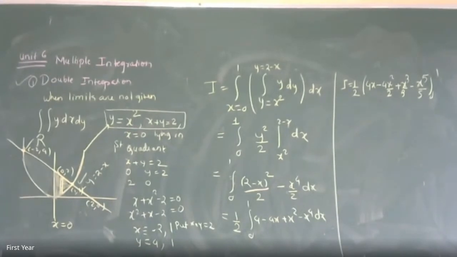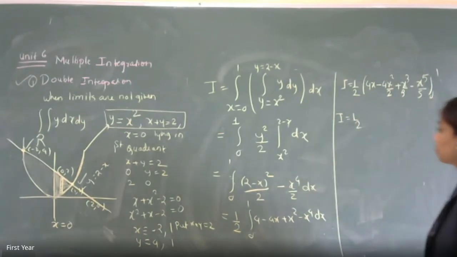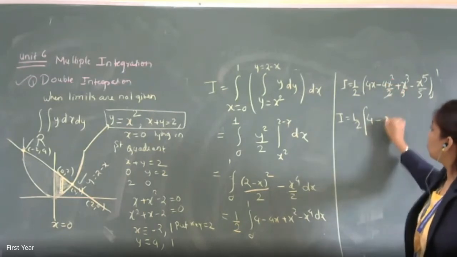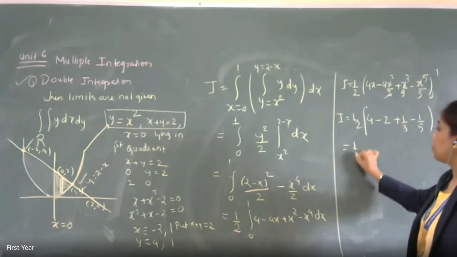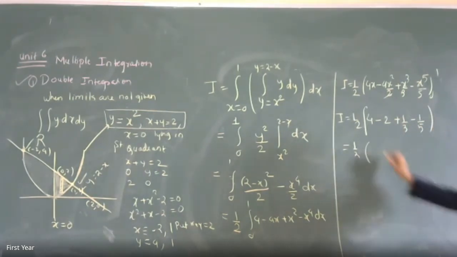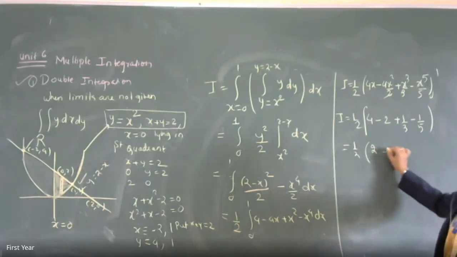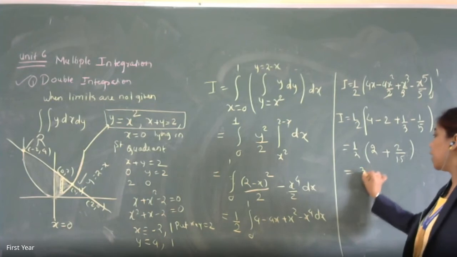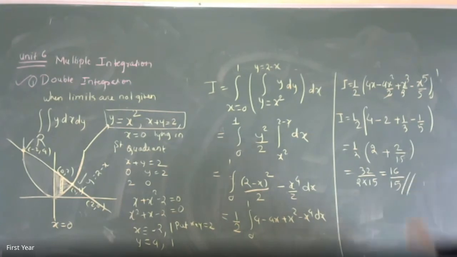Okay, so your value will become I is equal to 1 by 2, 4, this is 2, this is 1 by 3 and minus 1 by 5. So this is 1 by 2, 4 minus 2 is 2, 1 by 3 minus 1 by 5 is 2 by 15, so 2 plus 2 by 15. 15 2s are 30, 30 plus 2 is 32, 32 by 2 into 15, which is 16 by 15. Okay? Simple?